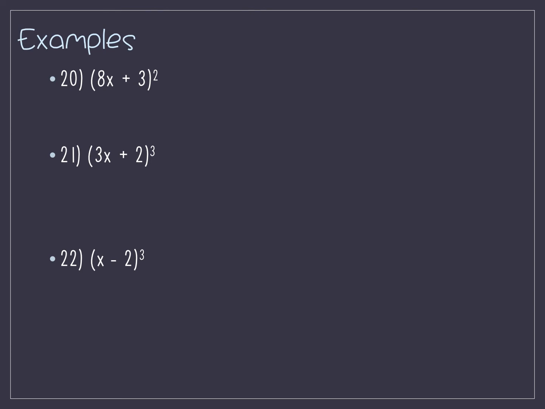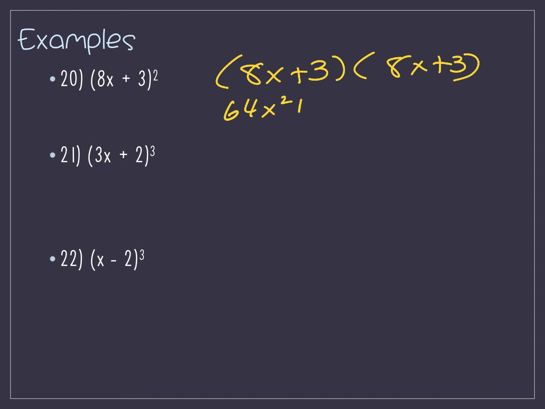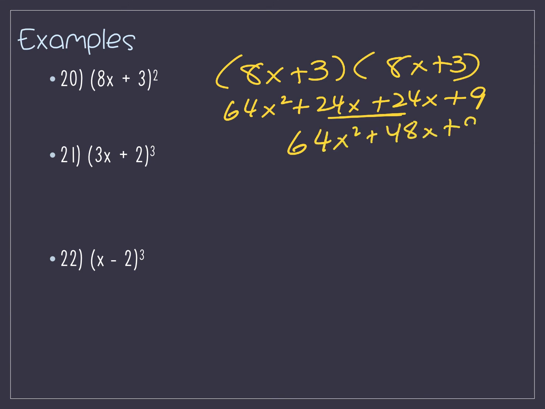So 8x, let me do a different color so it shows up better. 8x plus 3 squared, so I write it 2 times. And I'm going to FOIL it. 64x squared plus 24x plus 24x plus 9. Combine the middles, 64x squared plus 48x plus 9.